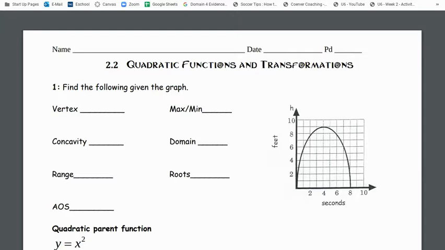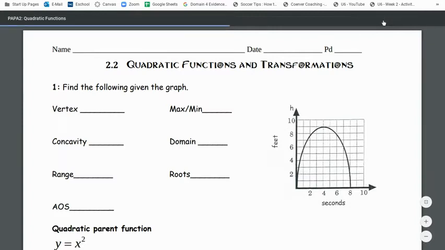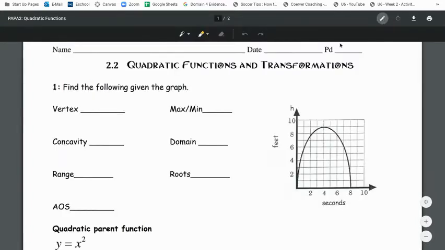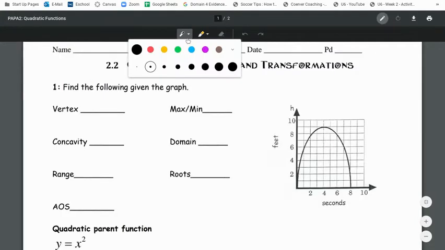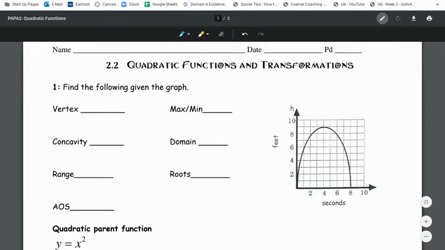The most important point of a quadratic is the vertex. So if we look at our graph that we have over here, the vertex is going to be this point right here. That vertex is at 4, 9. So 4, 9 is the vertex.